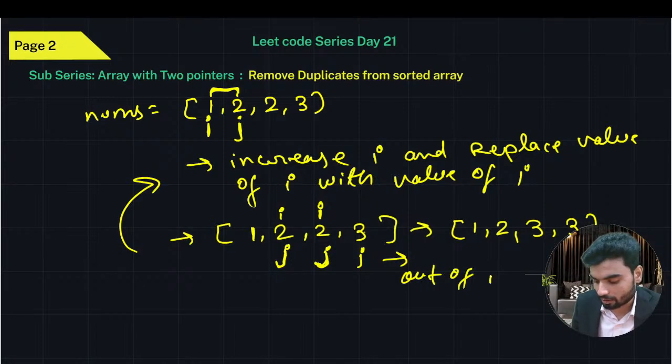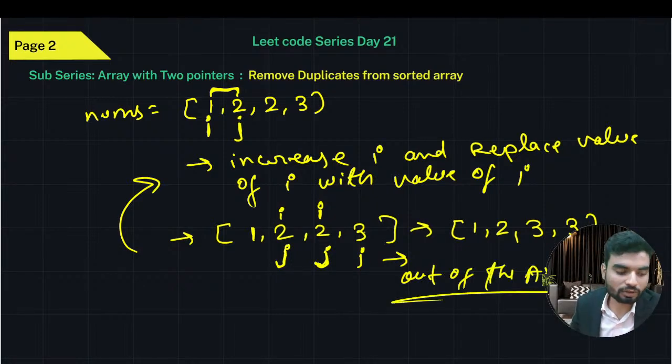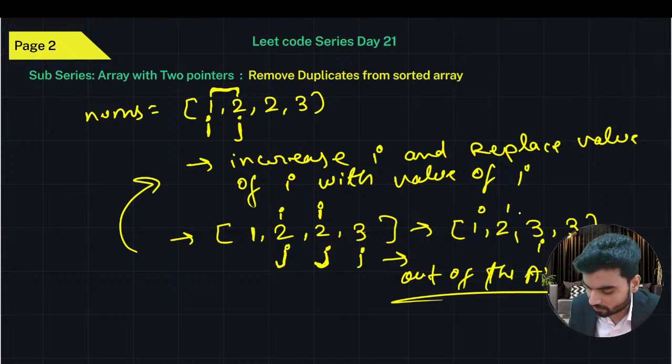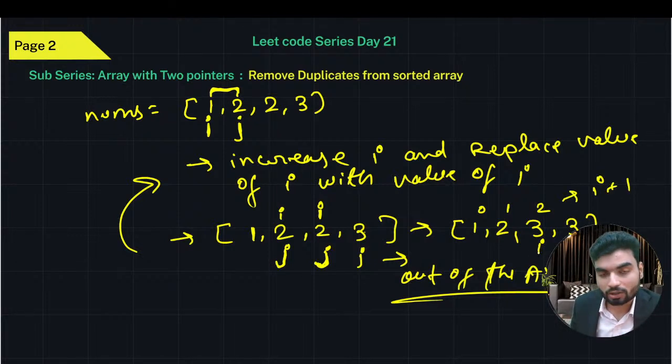Out of the array. So now tell me, if somebody asks you the number of unique elements, what will you tell? Your I is here right now. Tell me the index of I, the value of I. The index means like this is 0, this is 1, this is 2. You will tell how many elements you have till I. You will say always I plus 1, because I is the index. So this is 2. 2 plus 1 becomes 3. So 3 unique elements you have.